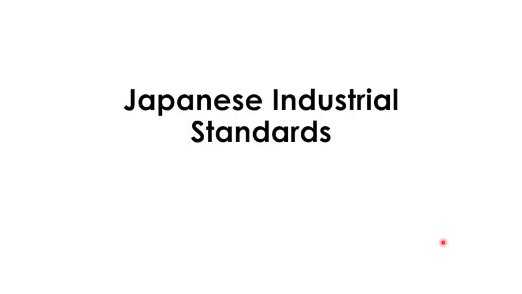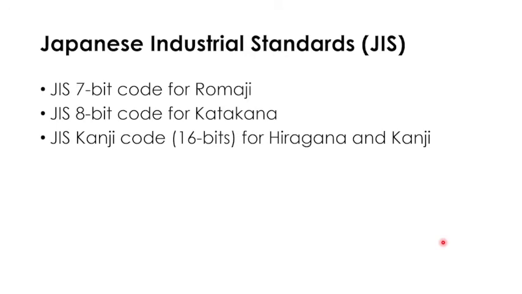Next, we have the Japanese Industrial Standards or the JIS. A JIS 7-bit code is used for Romaji. A JIS 8-bit code is used for katakana. And the kanji code, which is composed of 16 bits, is for hiragana and kanji.